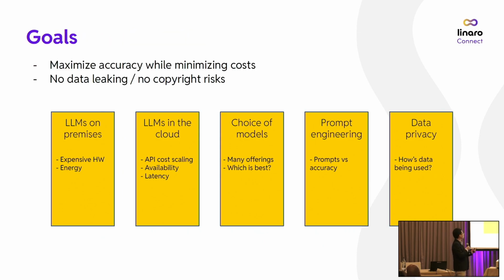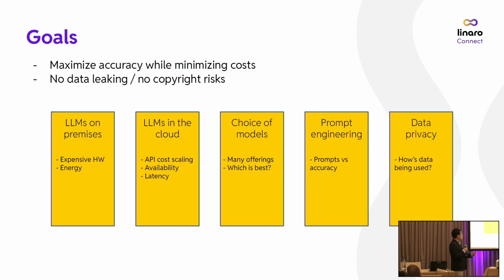With that, our goal should be to maximize the accuracy of this process while minimizing the costs. And by accuracy, I mean finding the correct culprit commit for each failure. And we shouldn't be leaking any private data. We shouldn't be taking any unnecessary copyright risks.